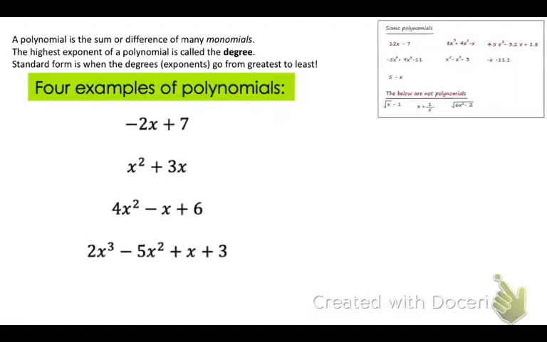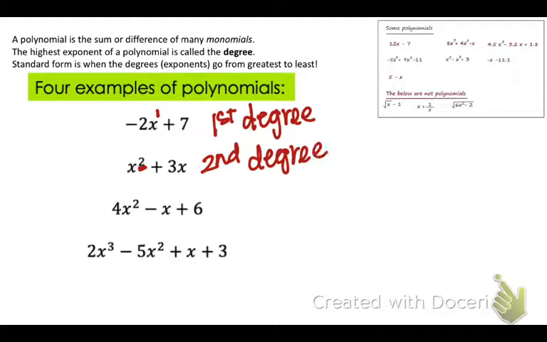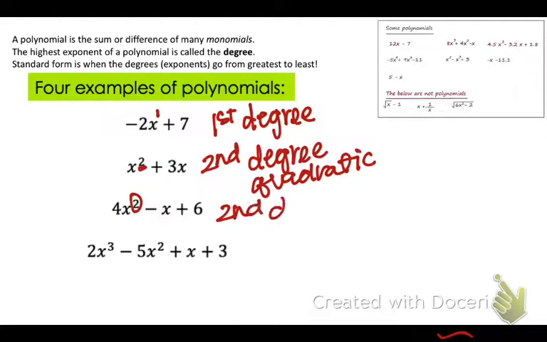So the highest degree here is a 1, right? So this would be a first degree polynomial. Okay, the highest degree here is a 2, so this would be a second degree, which is also called quadratic. Okay, this is also a 2, so that's again a second degree and quadratic. And this is a 3, so that's a third degree.